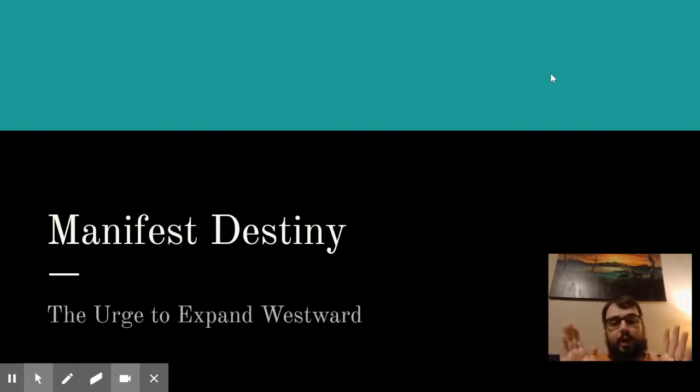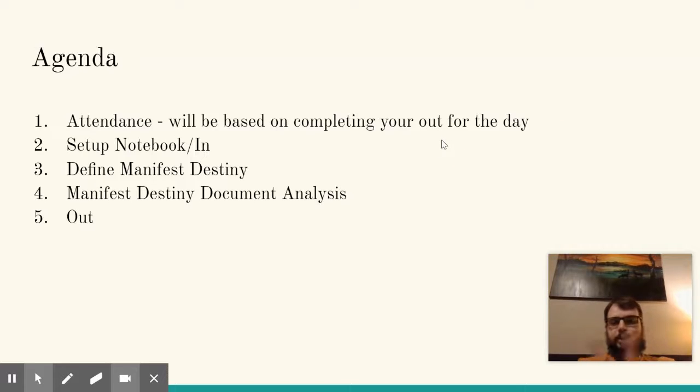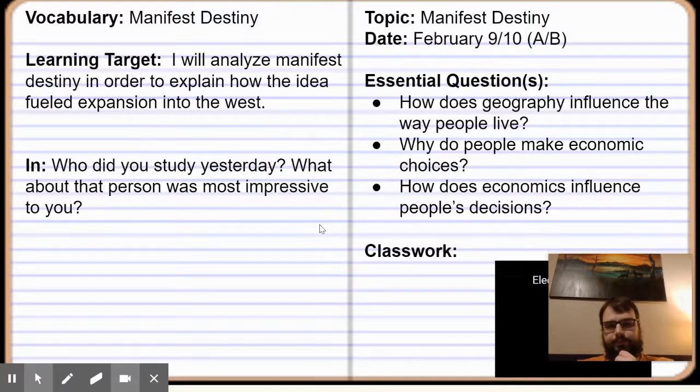Alright, today we're going to learn about the concept of manifest destiny and this idea of the urge to expand westward, because we are starting our new unit, which is westward expansion. Our agenda: we'll do our notebook setup and our in, and then we'll define manifest destiny and adjust it a couple times. Then you have some manifest destiny document analysis, and then we'll have our out for the day.